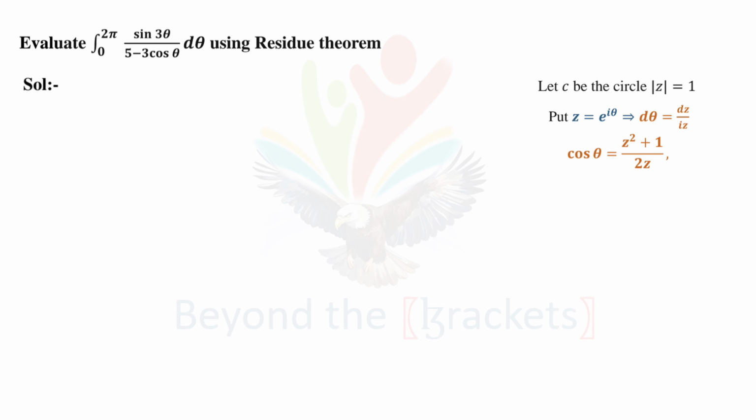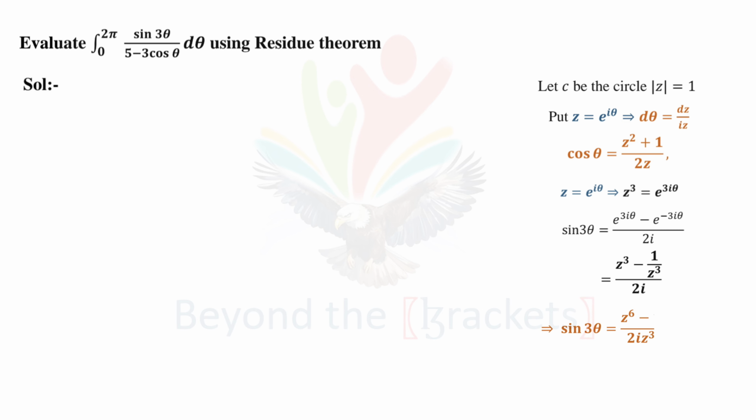To substitute the value of sin 3 theta, first consider z equal to e power i theta, which means z cube will be equal to e power 3 i theta. Now sin 3 theta will be equal to e power 3 i theta minus e power minus 3 i theta by 2i. Substituting the values and taking the LCM after simplification, sin 3 theta will be equal to z power 6 minus 1 divided by 2i z cube.